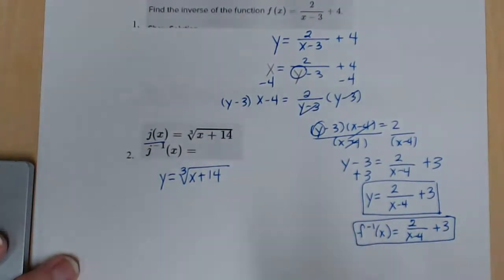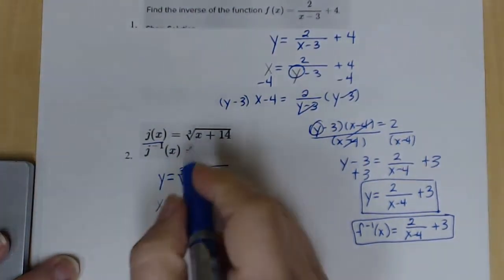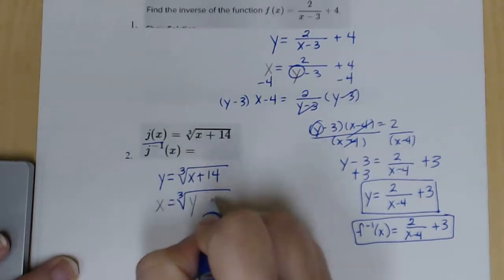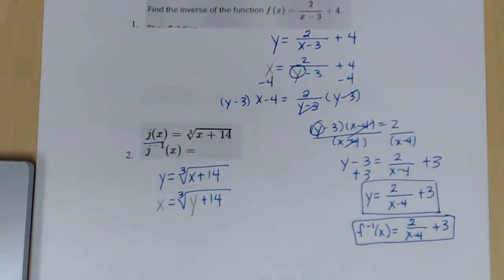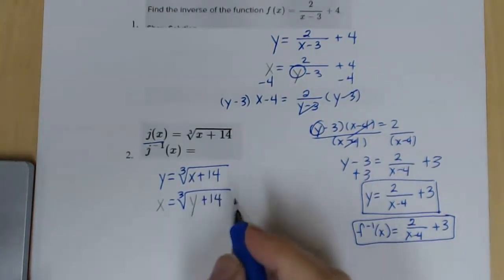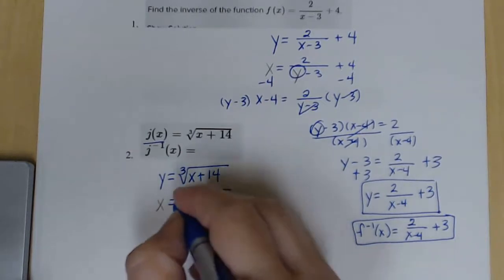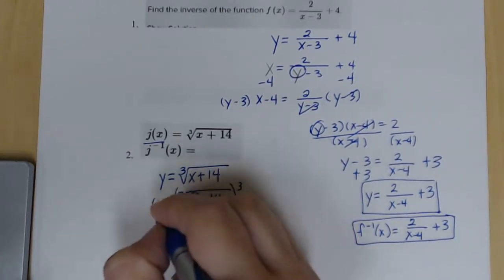Exchange x and y. So I'm going to write an x here and a y here. I'm bringing everything else down. I switched over to that pencil there because I want you to see the difference on how I went from this step to this step. Now I'm going to solve for the new y. So I'm going to get this y by itself. So the first thing I have to do is cube both sides to get rid of that cube root.